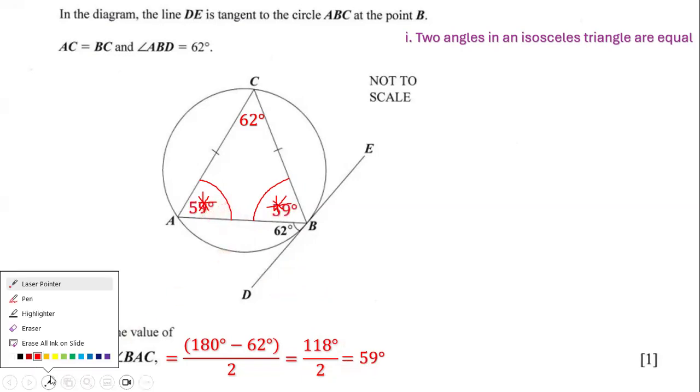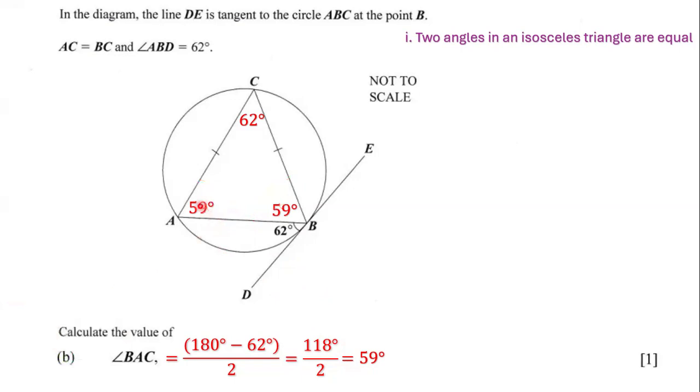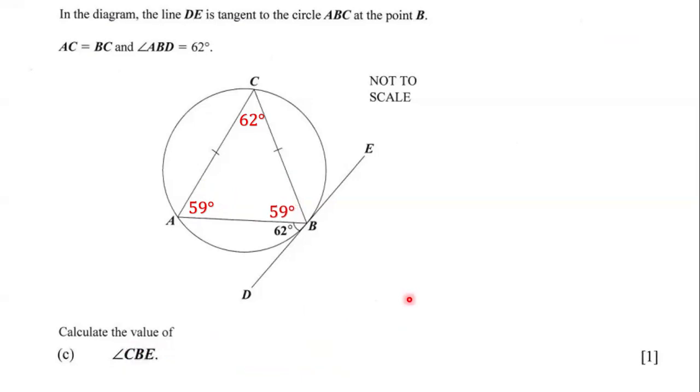Let me erase that. So this is 59 and this must also be 59 because these two angles are equal. We take 118 and split it into two equal parts. That means that angle BAC is 59 degrees. Let's move on to the next one.